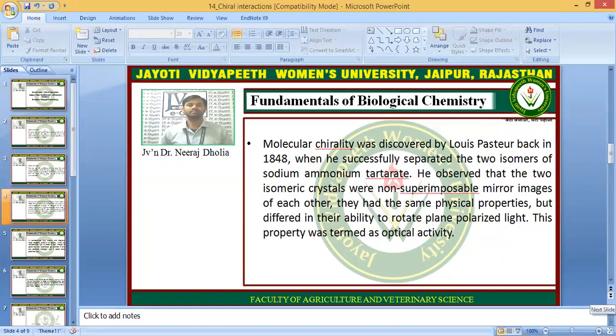Chirality was discovered by Louis Pasteur in 1848, and he observed that two isomeric crystals were non-superimposable mirror images of each other. They had the same physical properties but differed in their ability to rotate plane polarized light. This property was termed optical activity.